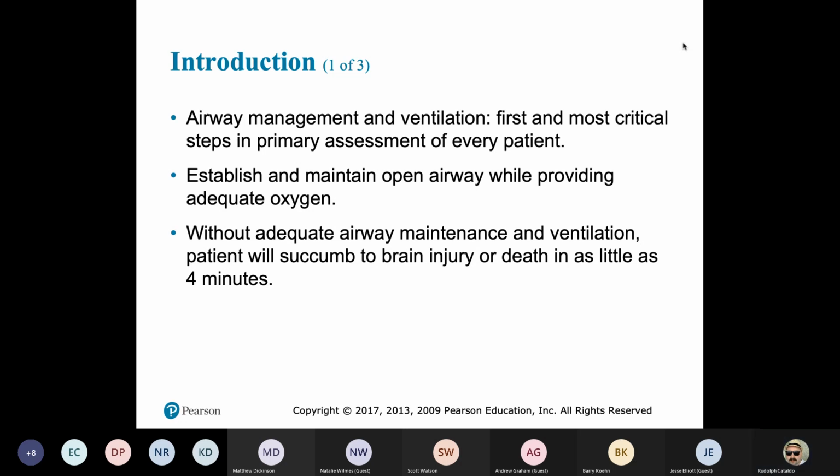Brain death or brain injury can occur in as little as 4 minutes, depending on the patient. That's really not that much time when you truly think about it. Think of, for those of you on a volunteer department or a rural service, you're dispatched out for a cardiac arrest.